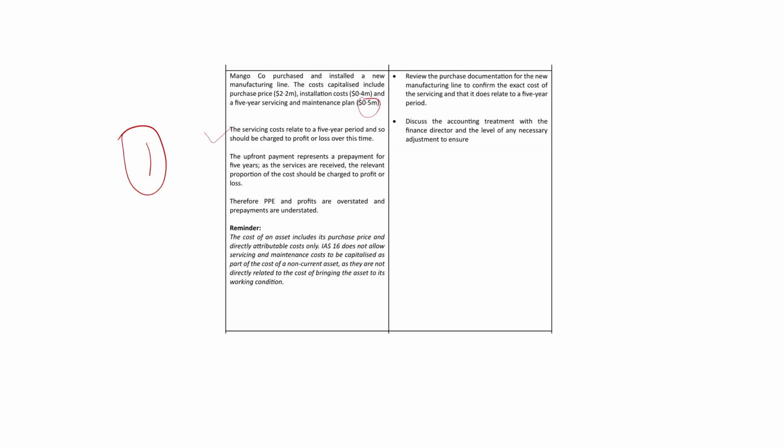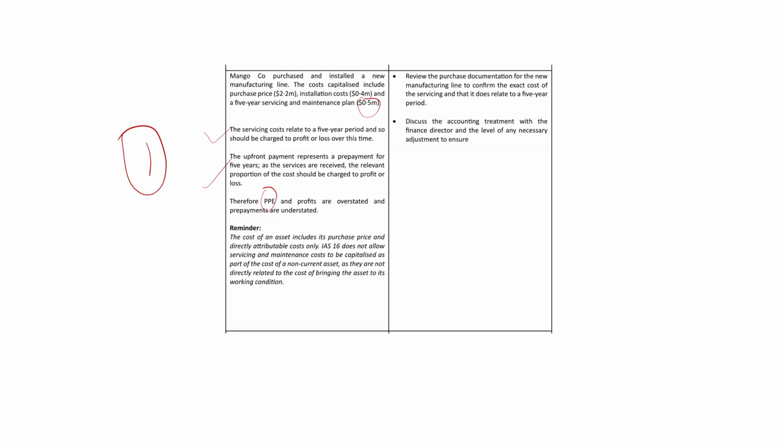Now, the servicing costs relate to a 5-year period and need to be charged to P&L over this time. They cannot be recorded as a part of property, plant, and equipment. The upfront payment that you've already done, so the advance payment, is actually a prepayment that you need to book separately. And if you don't do these as two separate entries, your property, plant and equipment and profits could be overstated. So you need to get them.